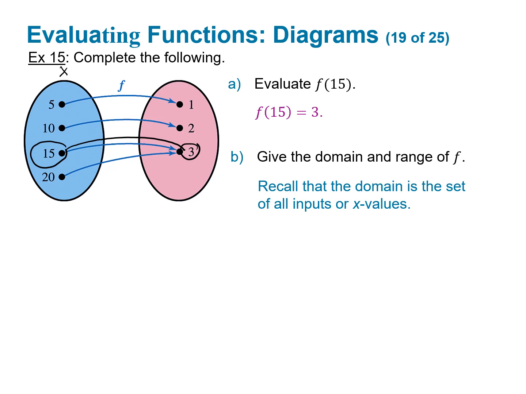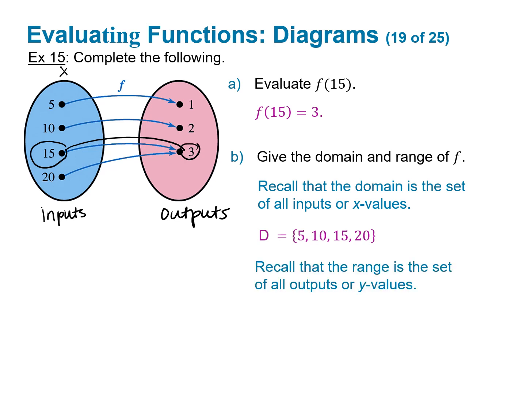Given the domain and range, so recall that the domain is a set of all the inputs and range is the set of outputs. So this is the inputs, the blue. This is a set of outputs, the red. So the domain here is 5, 10, 15, and 20, whereas the range is 1, 2, 3.